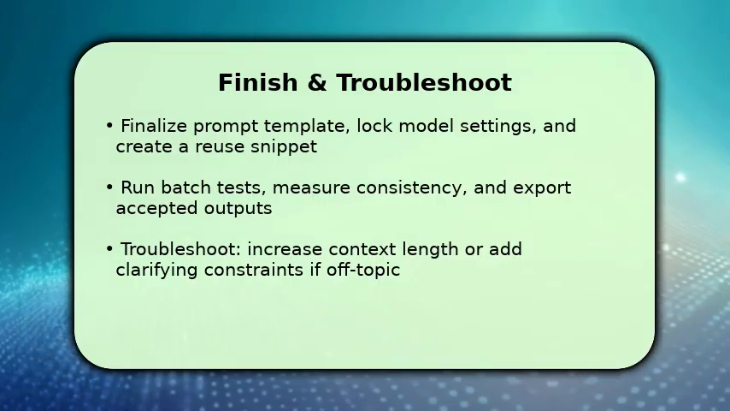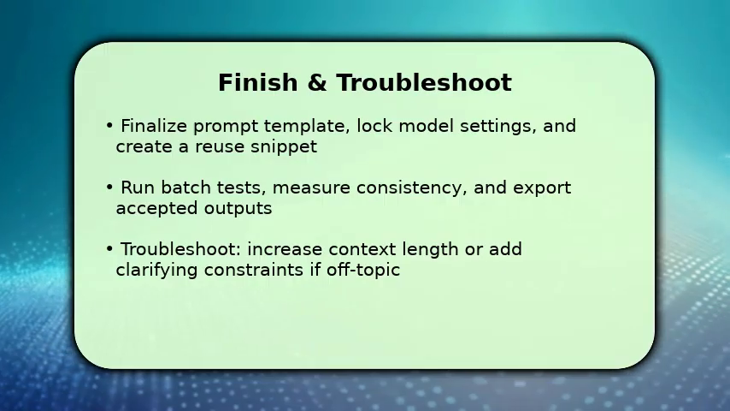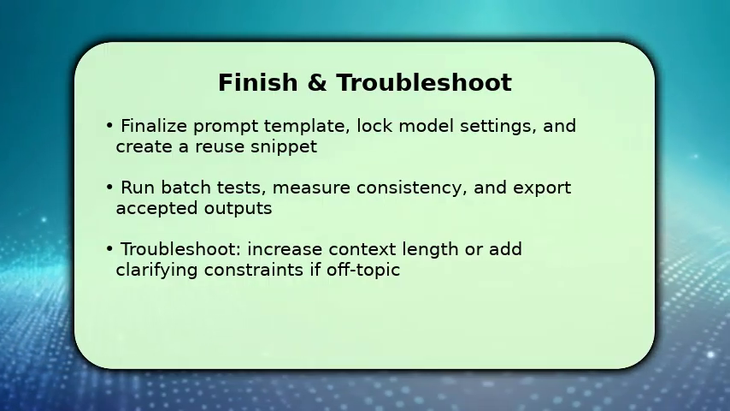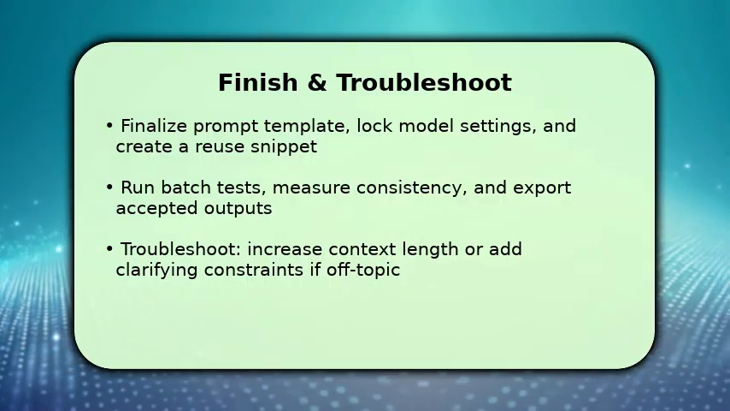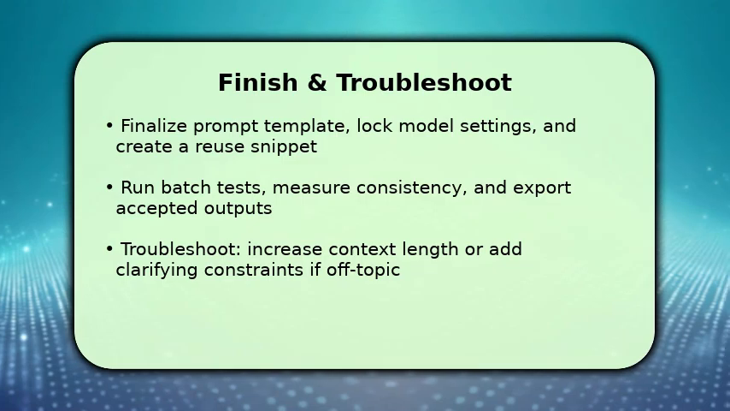If things go wrong, try increasing context length or adding clarifying constraints and rerun only the changed portion. This final pass ensures reproducibility and gives you a quick recovery path when outputs drift.